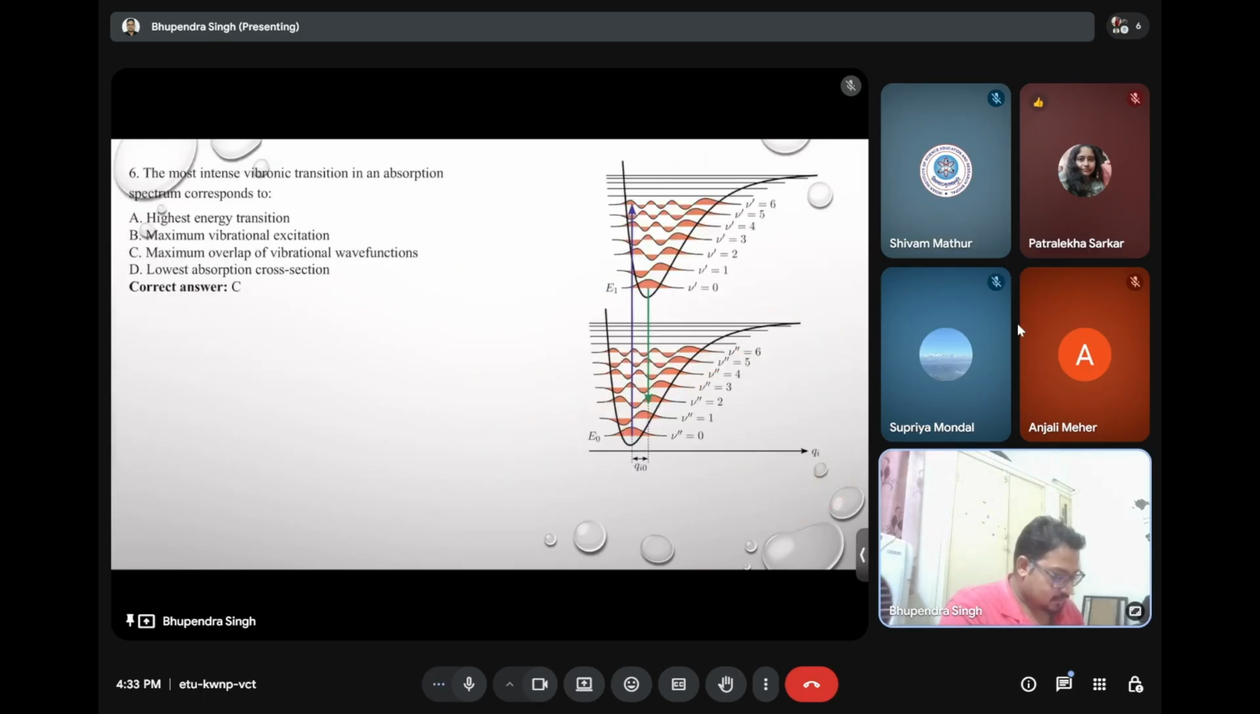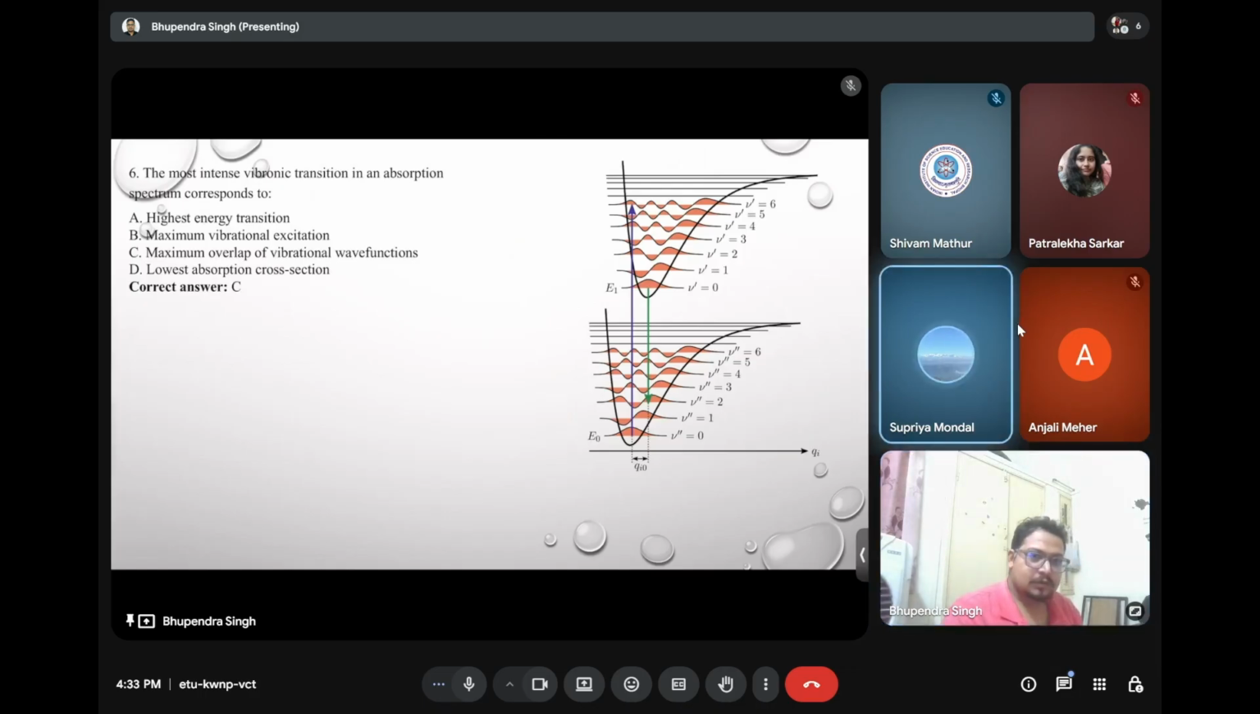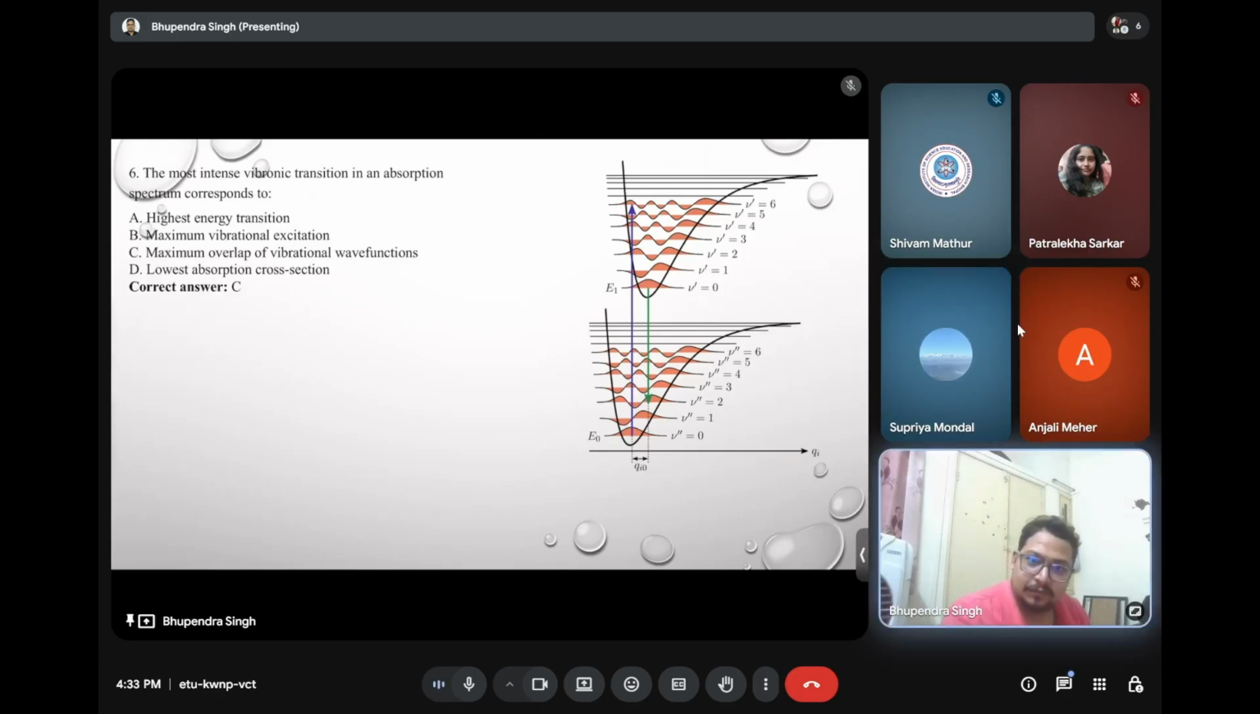Moving to a new question. The most intense vibronic transition in an absorption spectrum corresponds to this. You have to tell me what is the principle behind it. Why is this question coming? What is the approximation of the Franck-Condon principle? Okay, first tell me what is the Franck-Condon principle.